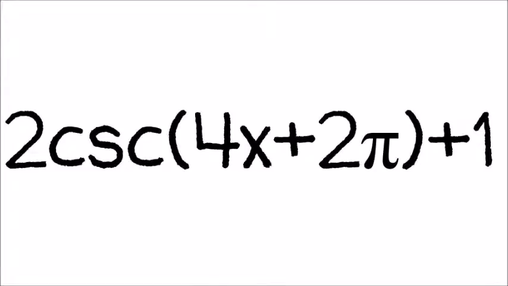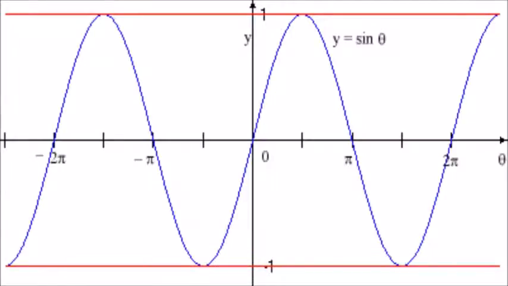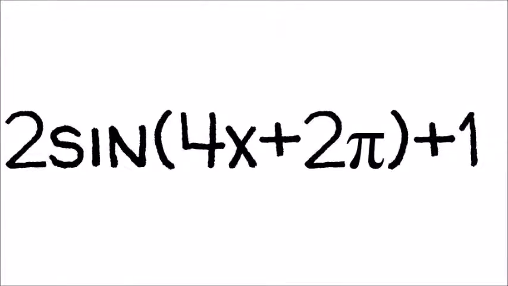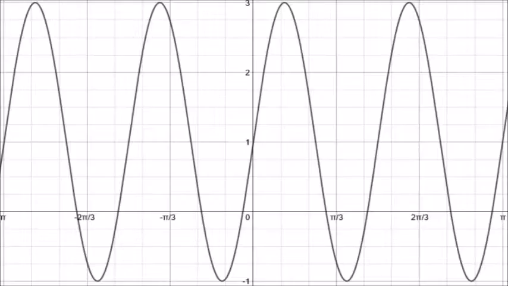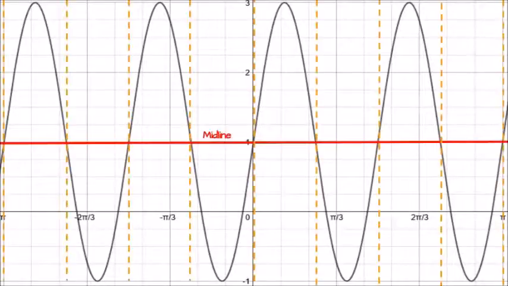Let's draw the function 2 cosecant 4x plus 2 pi plus 1. So since cosecant is a reciprocal of sine, we'll draw a sine function first. We'll replace cosecant with a sine and graph that. This is the same graph from the last two videos. It's represented by a midline of 1, with an amplification of 2, a phase shift of pi over 2, and a period of pi over 2.